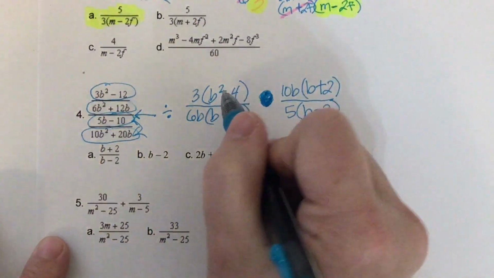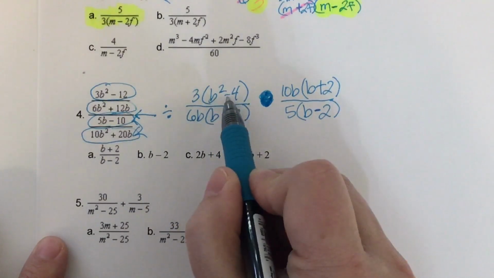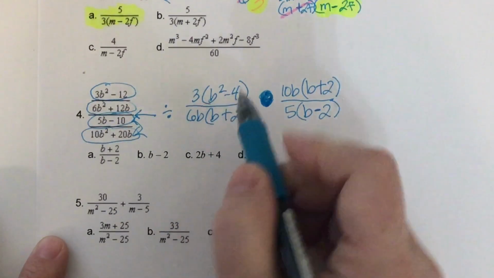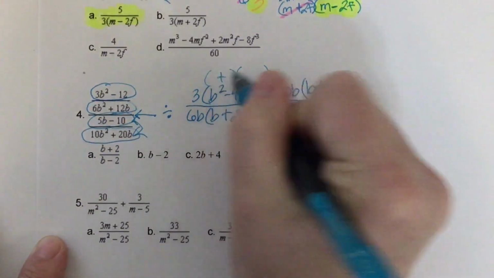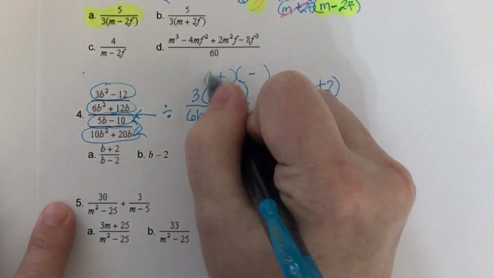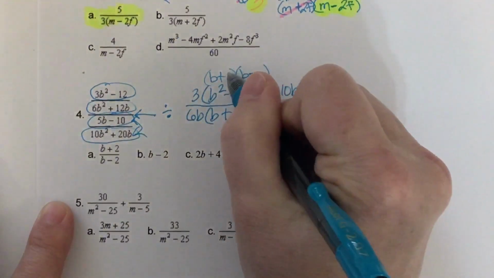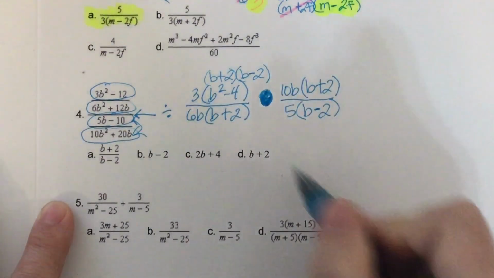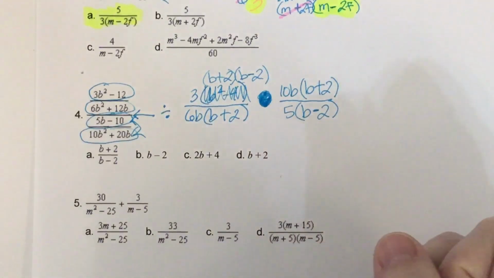Okay, now this guy is a difference of squares. 2 terms, a minus, even exponent, 4 is a perfect square. So that's when you do 2 parentheses, one with the plus, one with the minus. The square root of b squared is b, because b times b is b squared. And the square root of 4 is 2, because 2 times 2 is 4. Okay, so that's gone. All right, let's see what I can get rid of.